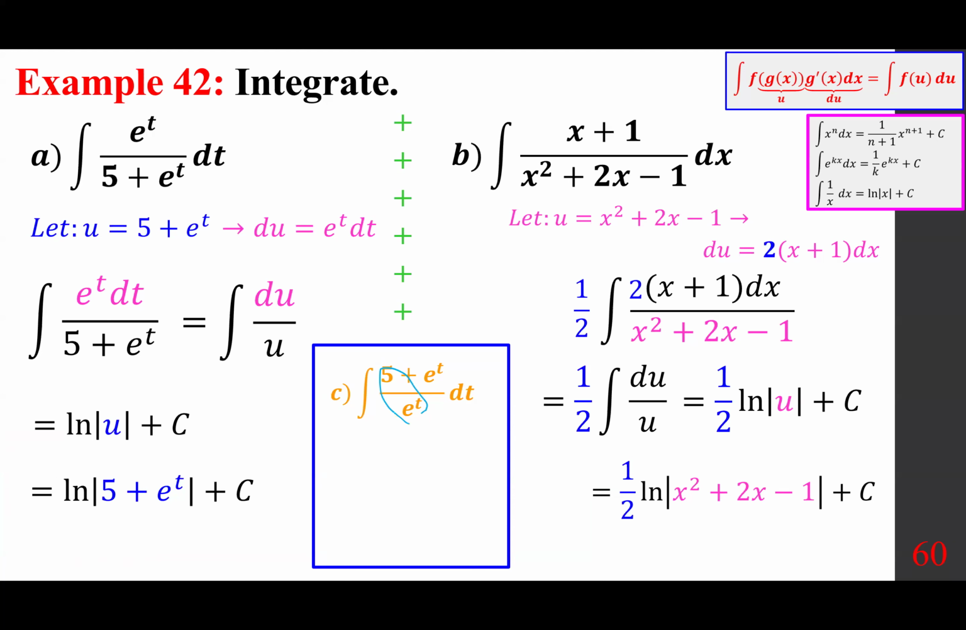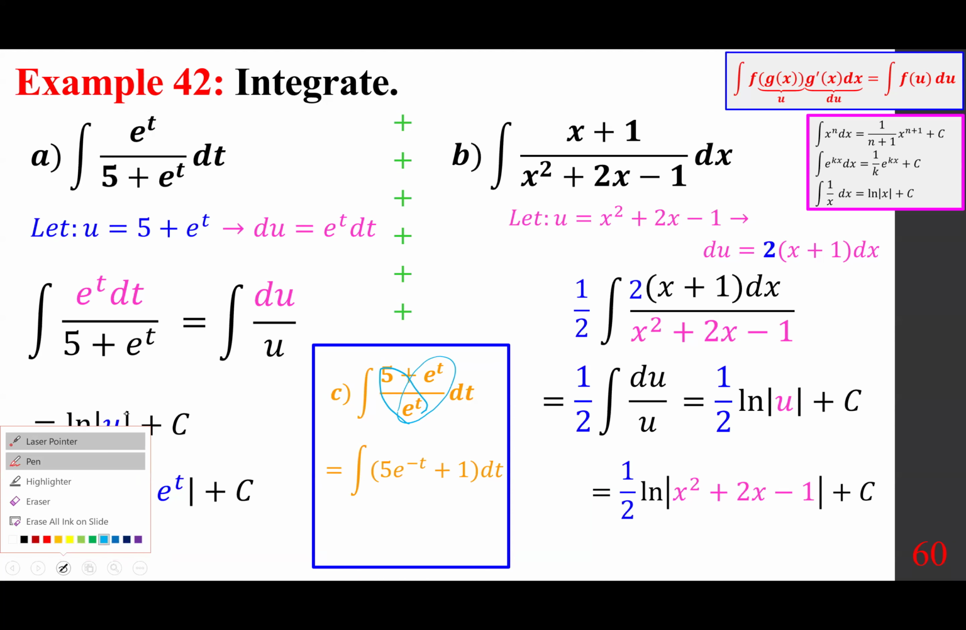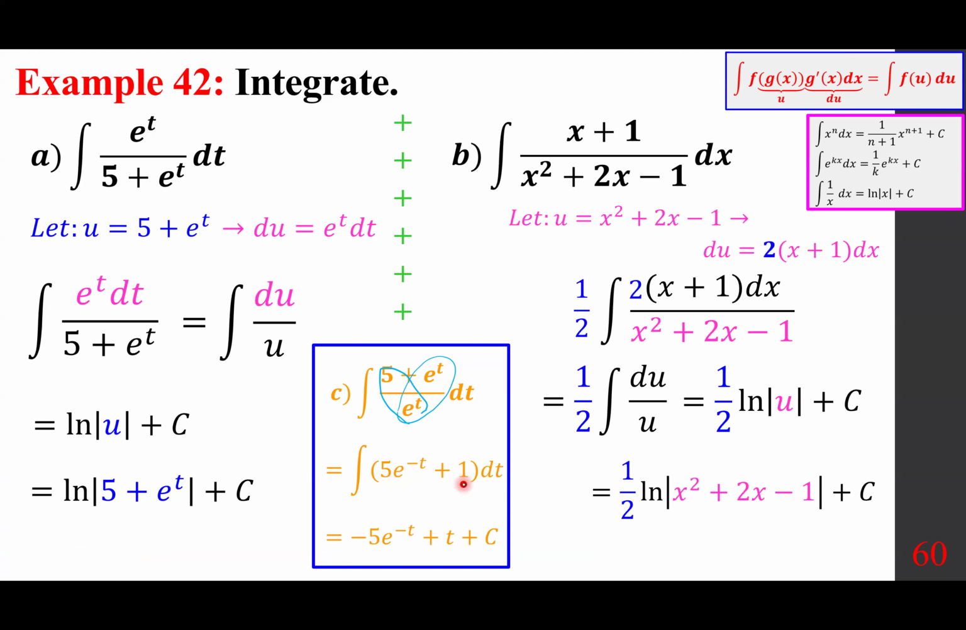This is 5 e to the power of negative t, and this is 1. There is no need for substitution, everybody. No need for substitution. So what's the answer? This one, 5 divided by negative 1 makes it minus 5 e to the power minus t. This is t and a constant, and we've done. So no need for substitution.